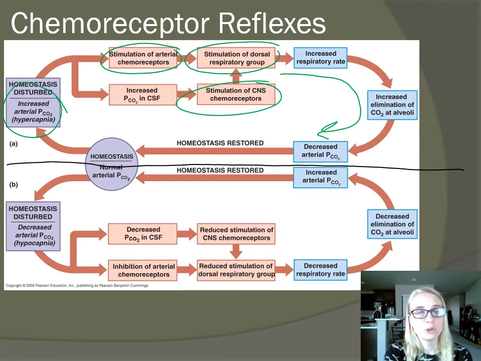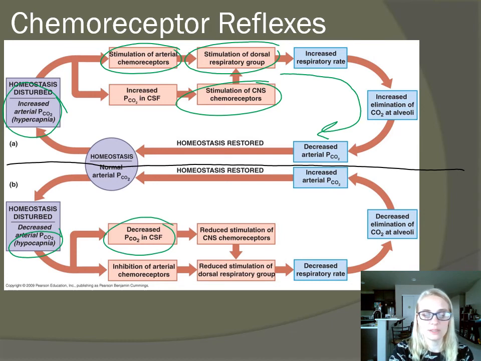But you could also have too low of CO2. That could also be a problem. And so this term is what we call hypocapnia. Hypo meaning low, capnia being carbon dioxide. So it's the same kind of pattern: decreased PCO2 in the CSF, decreased PCO2 in the blood.